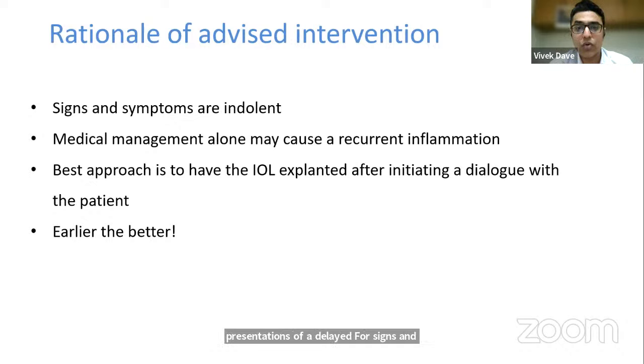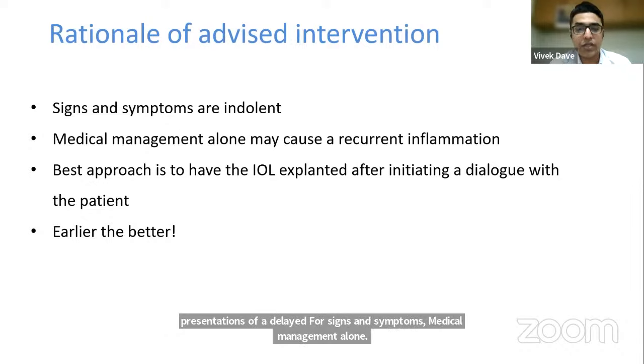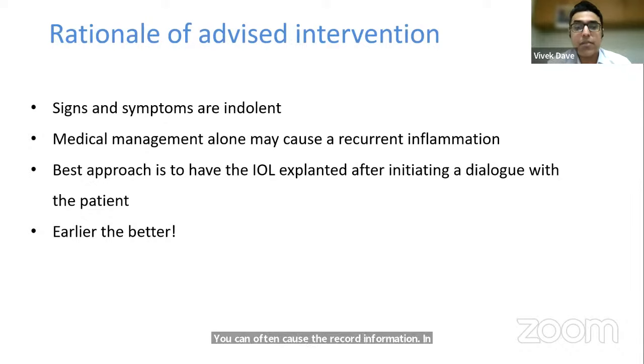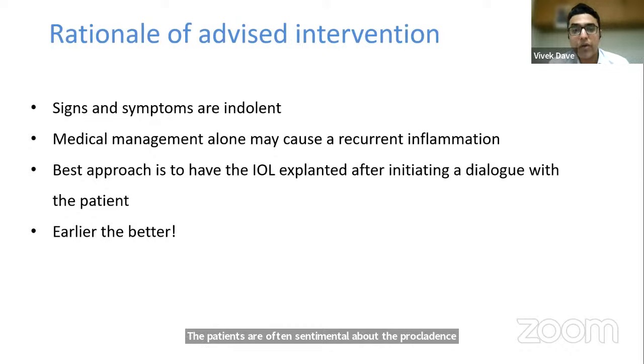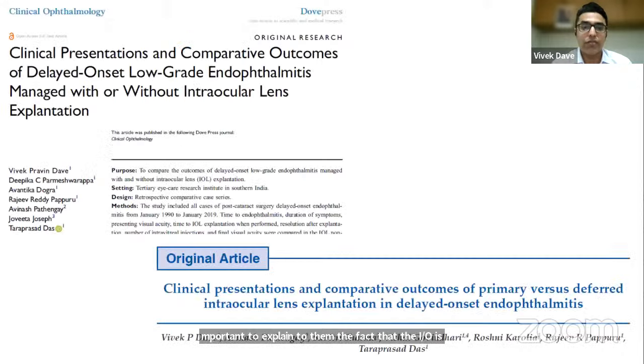Medical management alone can often cause a recurrent inflammation. In my practice, the best approach in my hands is to have an IOL explanted as early as possible after initiating a dialogue with the patient. The patients are often sentimental about the intraocular lens, so it is important to explain to them the fact that the IOL is often a nidus in such cases, and if it comes out, it is likely to achieve a greater and quicker resolution of the endophthalmitis.